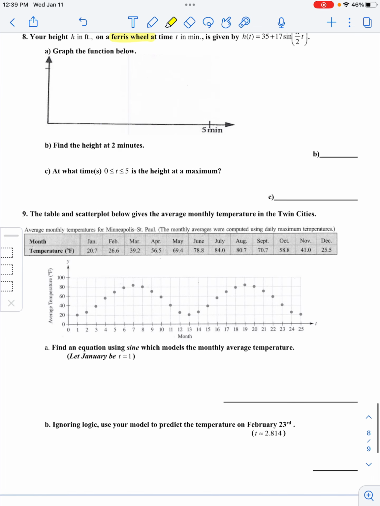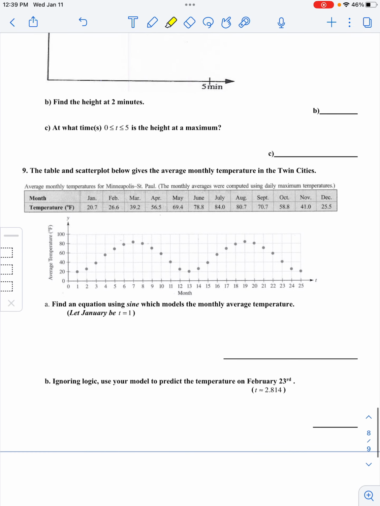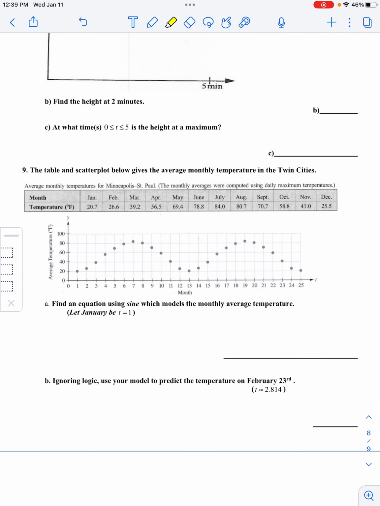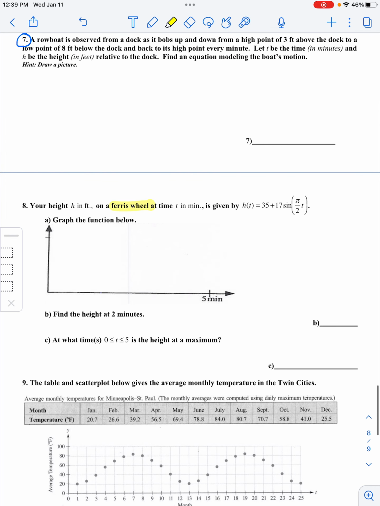I'm not actually going to go through all of these on the video, only because there's not a data scatter plot on the quiz. There's not one where you're given the equation like this and asked to find the information.